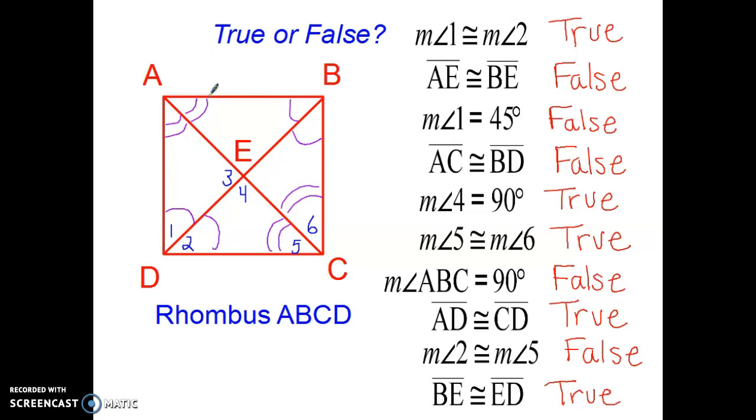The next true statement is that AD is congruent to CD. That's true because of the definition of a rhombus, that all four sides are congruent. And the last true statement is that BE and ED are congruent, and that's because the diagonal lines bisect each other.